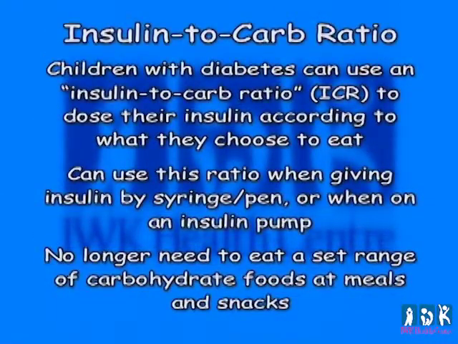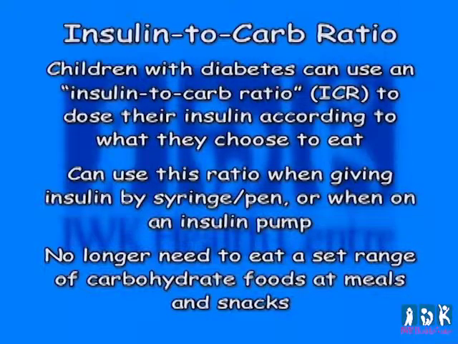Some children will use an approach other than a diabetes meal plan to match their carbohydrate intake to their insulin dose. Some children will complete a simple calculation using a number called insulin to carb ratio, often abbreviated as ICR, to dose their insulin according to what they choose to eat. Insulin to carb ratios are unique to each child with diabetes, and they can vary throughout the day. Children can use an insulin to carb ratio to dose their insulin for meals and sometimes snacks when giving insulin by syringe or pen or when using an insulin pump.